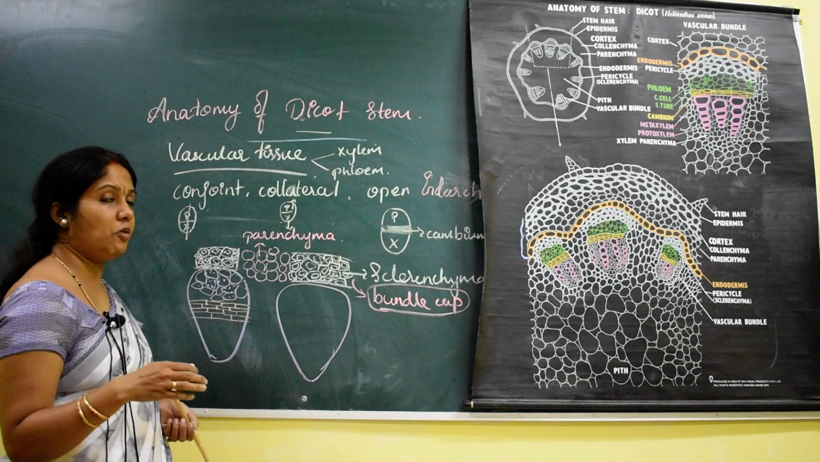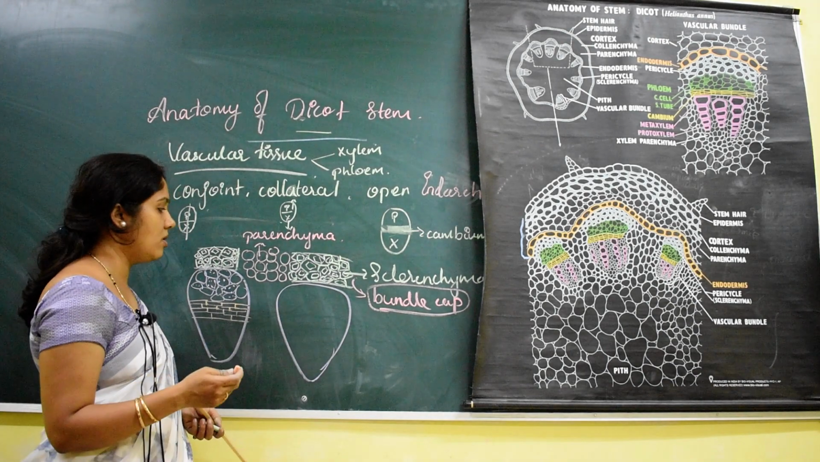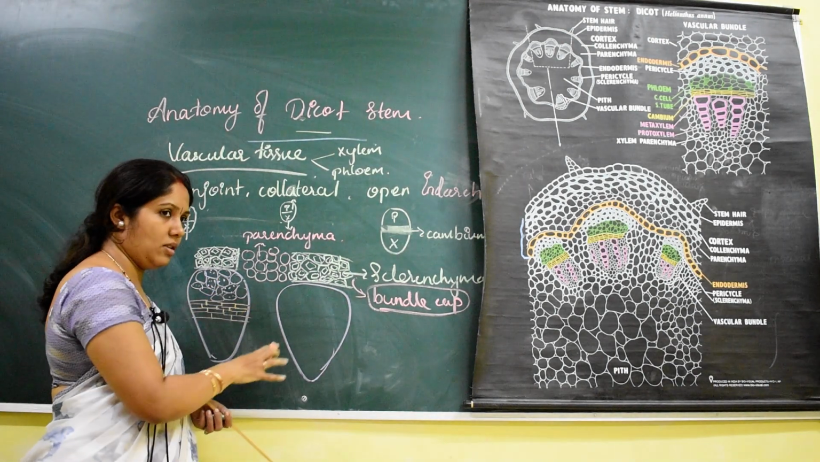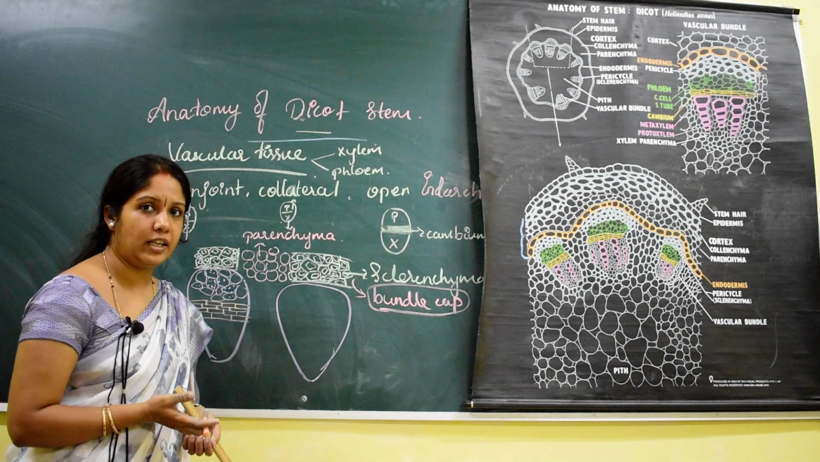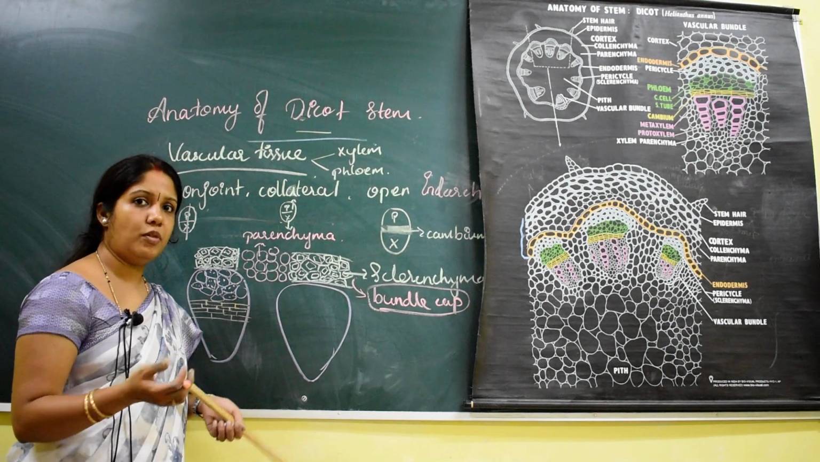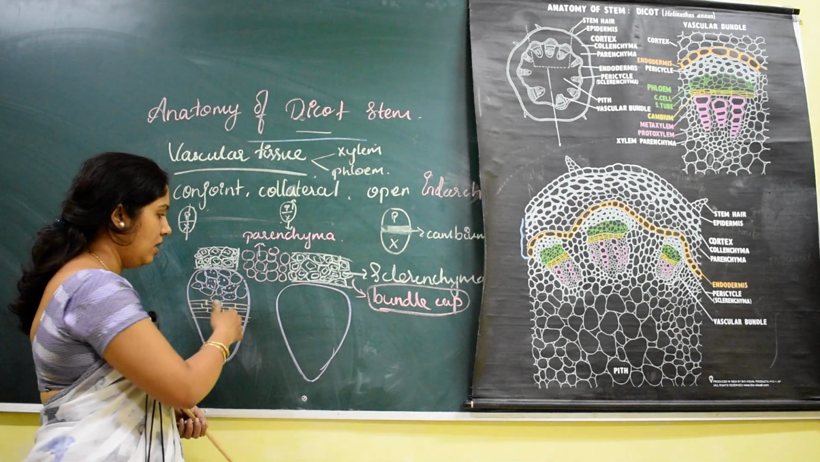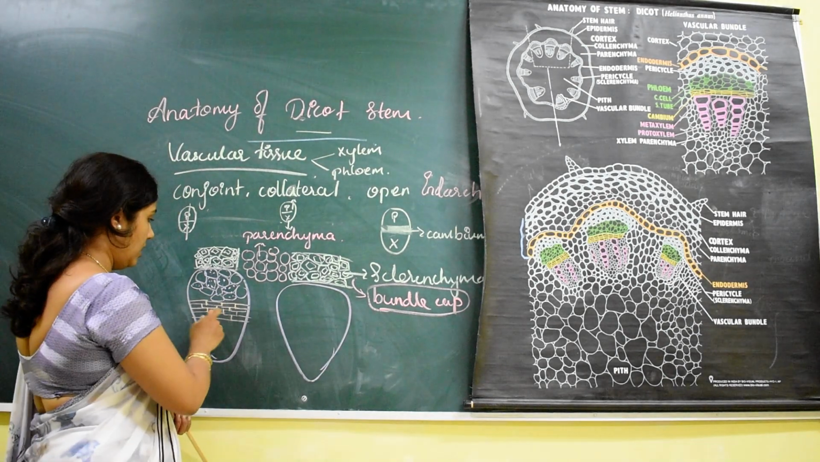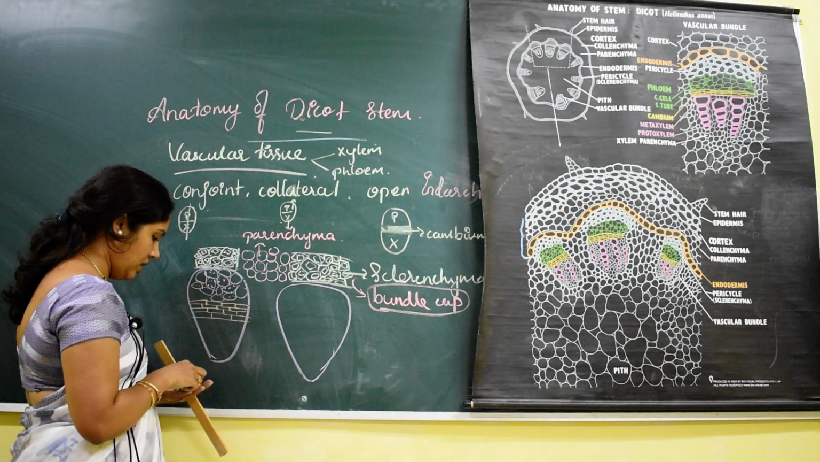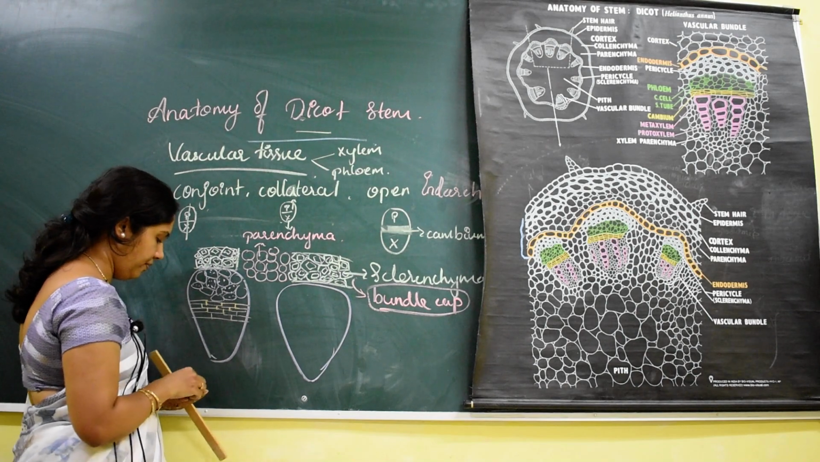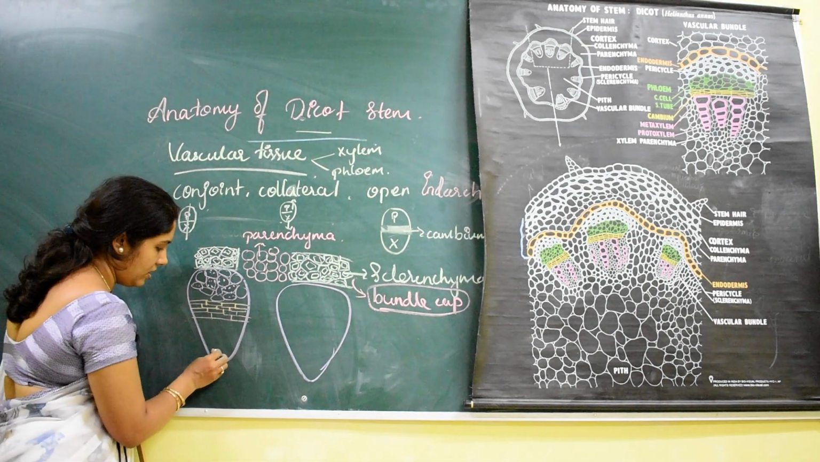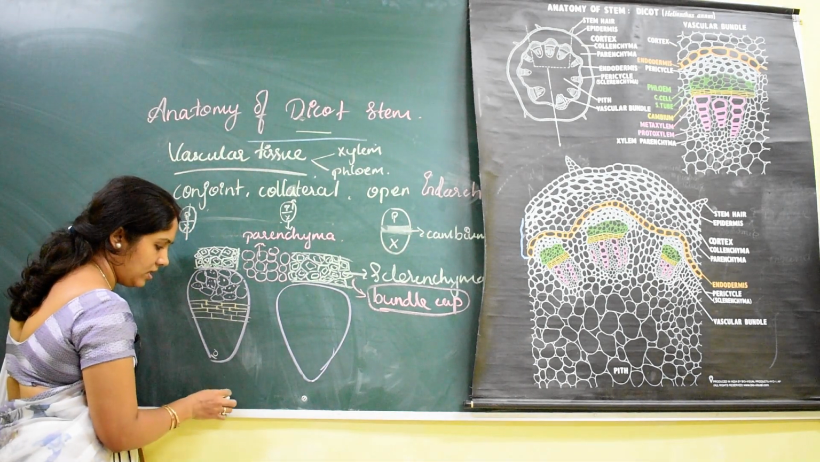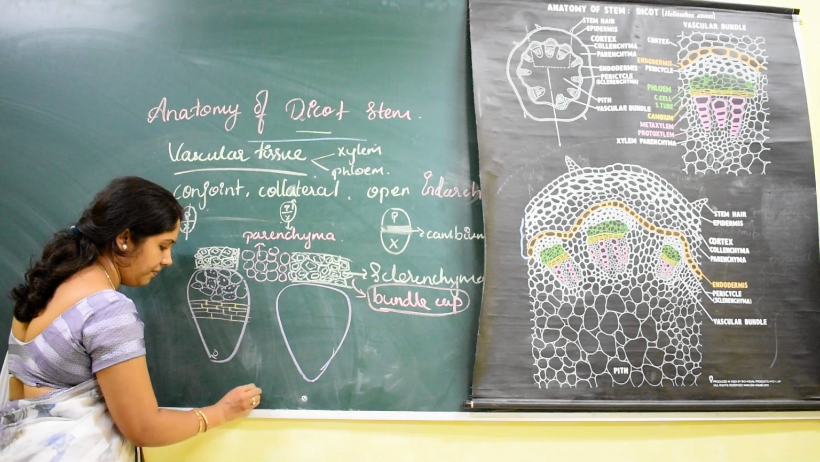Why is it termed open? Because this stem is open for secondary growth. The stem will undergo the next stage, that is secondary growth. Hence it is called open. Next is xylem. See, the protoxylem is towards the center. This is the pith region.